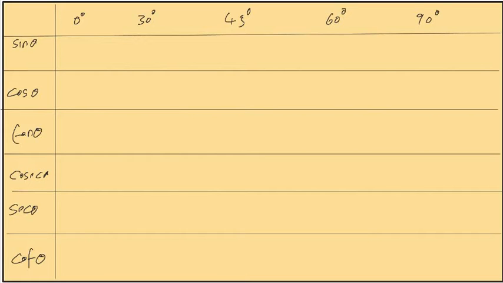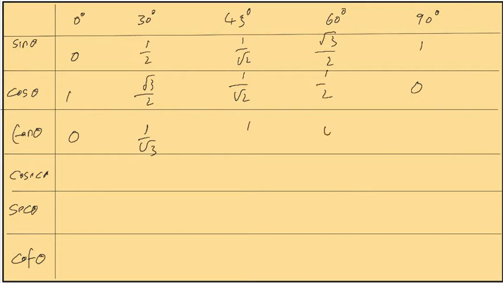The values for sin are 0, 1 by 2, 1 by root 2, root 3 by 2, 1. For cos: 1, root 3 by 2, 1 by root 2, 1 by 2, 0. For tan: 0, 1 by root 3, 1, root 3, infinity.